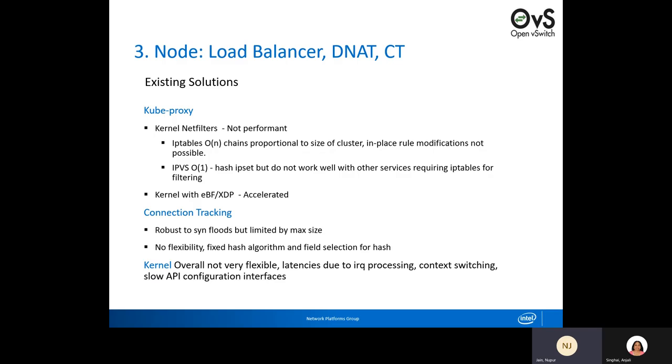There is no flexibility or programmability in conntrack to select algorithms or fields to hash on. Kernel solutions do not provide a way to selectively choose a new algorithm for consistent hashing, like Maglev, which are very use case based. The kernel overall is not very flexible. Latencies due to IRQ processing, context switching, and slow API configurations are also limiters of performance.